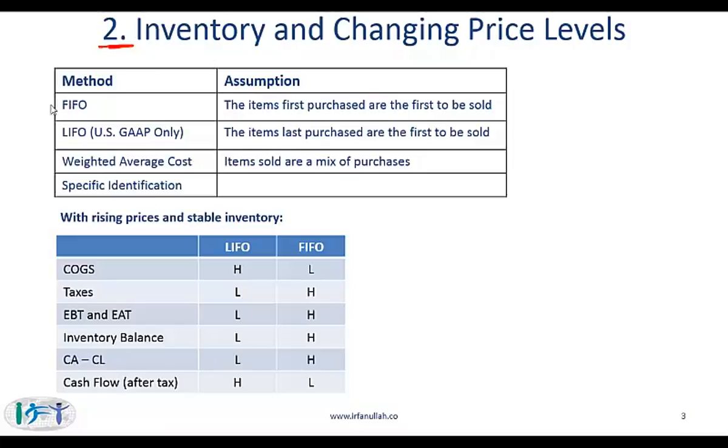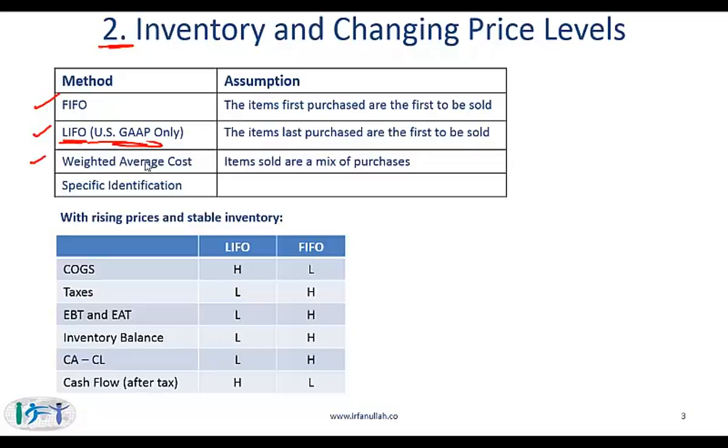As you saw at level 1, there are different inventory valuation methods, and those methods are as follows. FIFO, or first in, first out. With this method, the assumption is that items which are purchased first are sold first. And I'll give a small illustration of how these different methods work. The next method is LIFO, last in, first out. This method is only allowed under US GAAP. It is not allowed under IFRS.